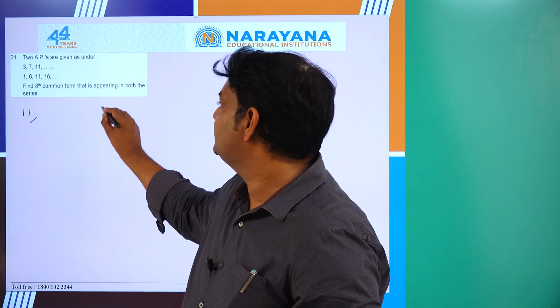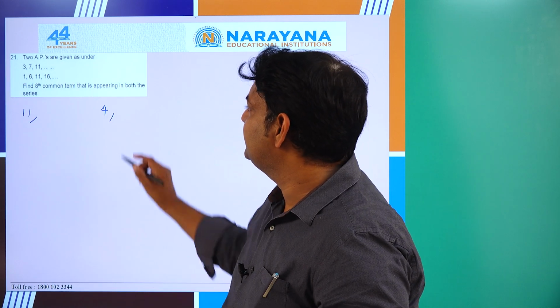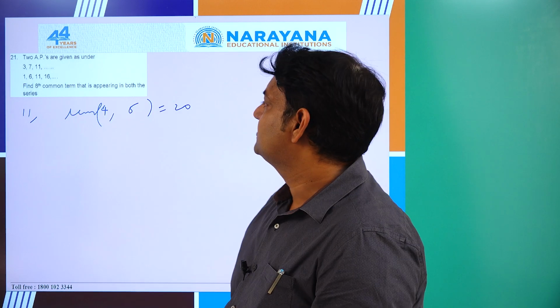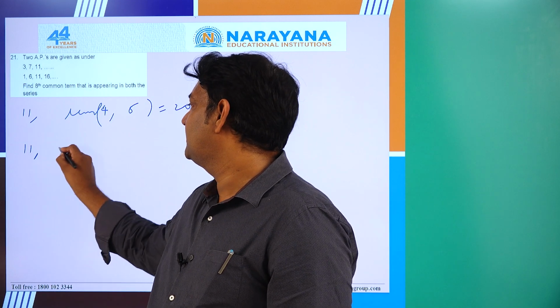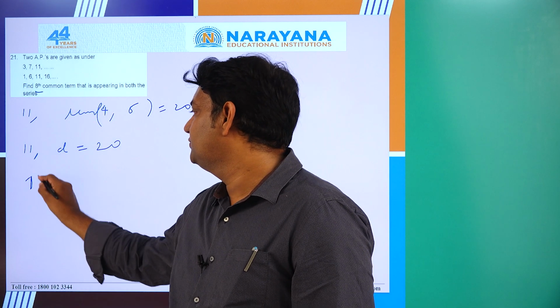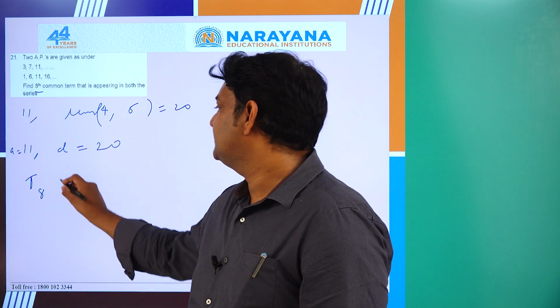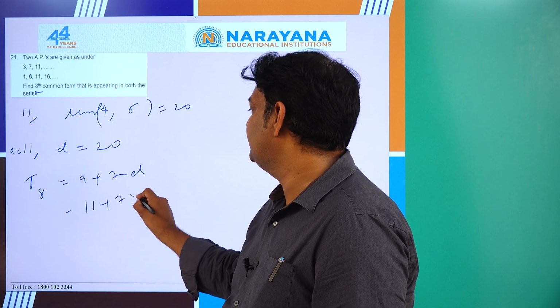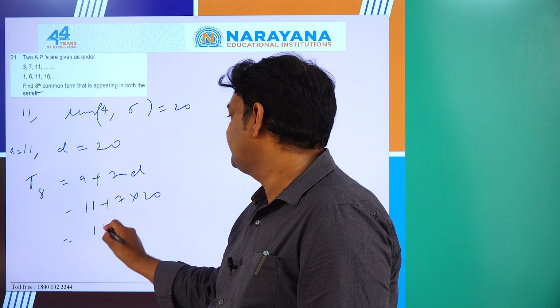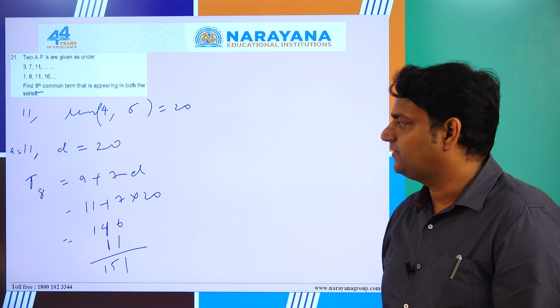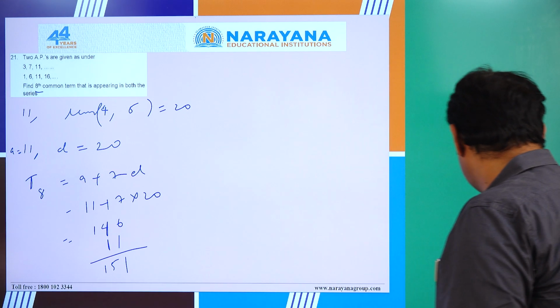All LCM of the differences of the 2 series. What is the difference of the first series? 4. What is the difference of the second series? 5. What is the LCM of 4 comma 5? 20. So first term is 11 and common difference is now how much? 20. We need which term? 8th term. So you know that T8 is A plus 7D. 11 plus 7 into 20, that is 140 plus 11, 151 answer. Quite a simple question. These are, we'll say, bonus questions.